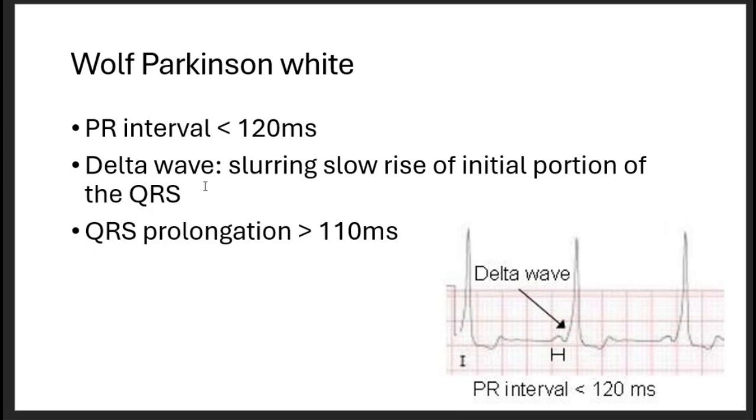There's something we call the delta wave, which is the slurring part here. It's the slurred, slow-rising initial portion of the QRS. And the QRS is prolonged, usually more than 0.11 seconds. So now we can deduce that it's a type of supraventricular arrhythmia, usually AVRT, Wolff-Parkinson-White. It's a type of pre-excitation syndrome. Again, I don't think you need to know this now for pathophysiology, but if you start learning from now for internal medicine one, it will make ECG so much easier.